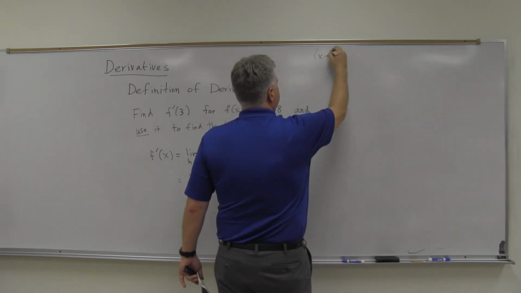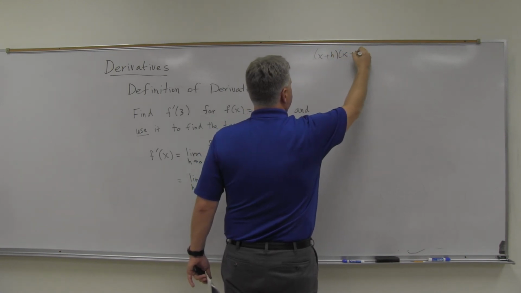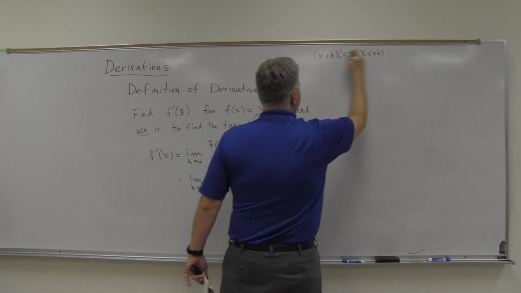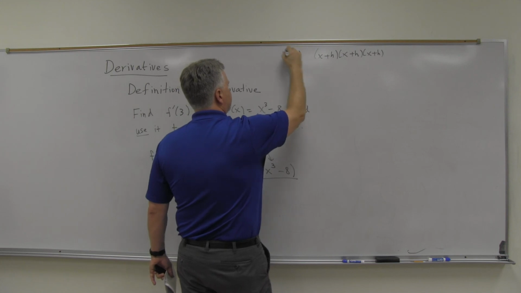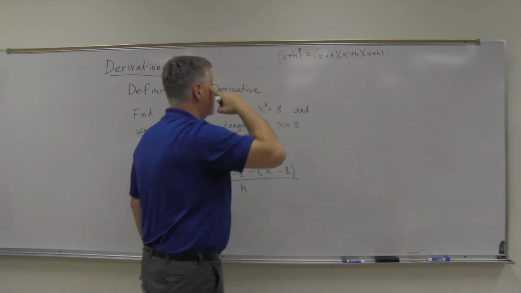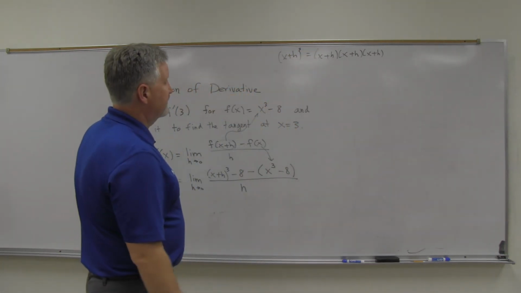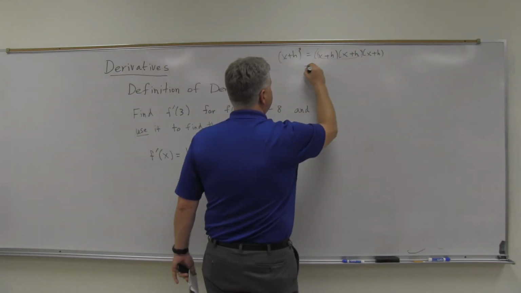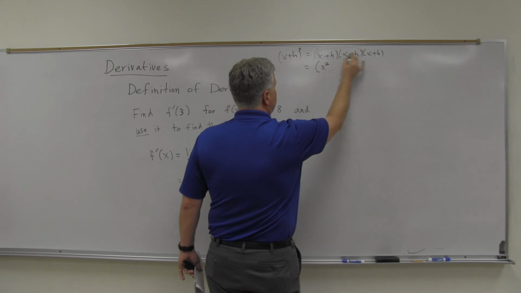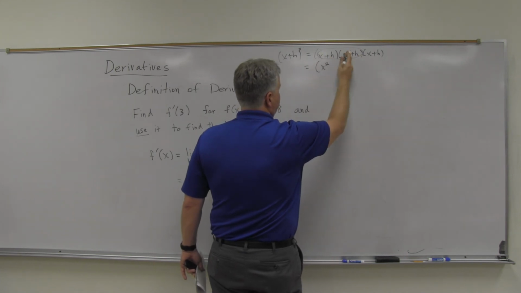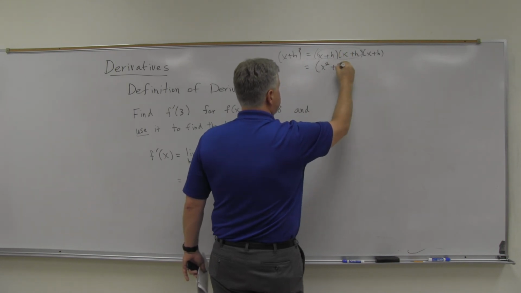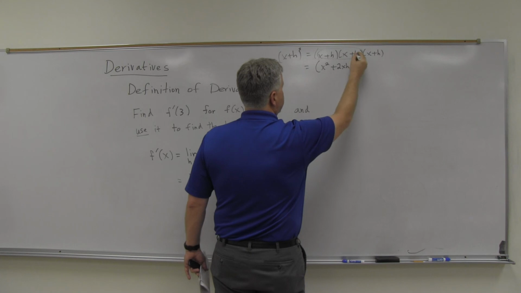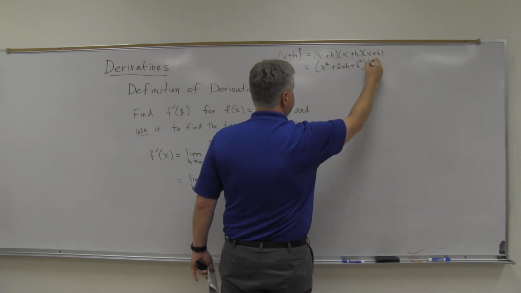So that'd be x plus h times x plus h times x plus h. I'm doing x plus h cubed. Might have to do that at some point, so let's talk about that. Well, just do these two first, which gives you x squared. We just did it: x times h is xh, and h times x is xh, so you get 2xh there, and then h times h is h squared.